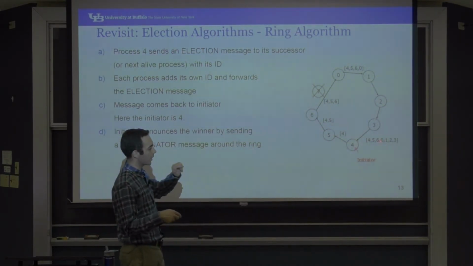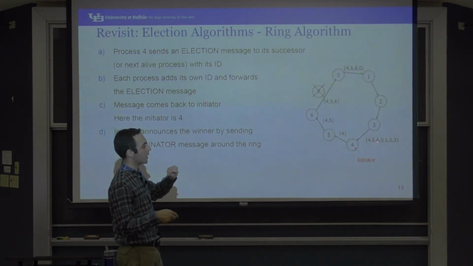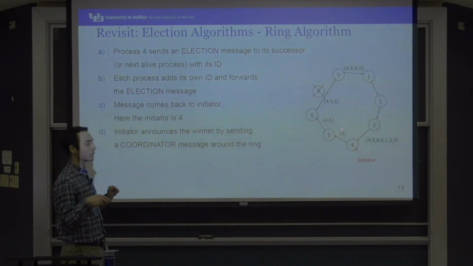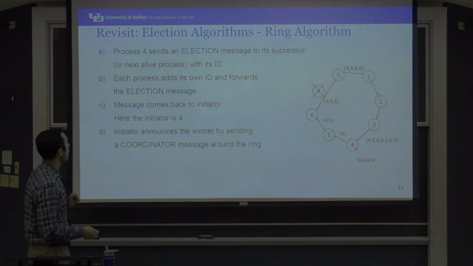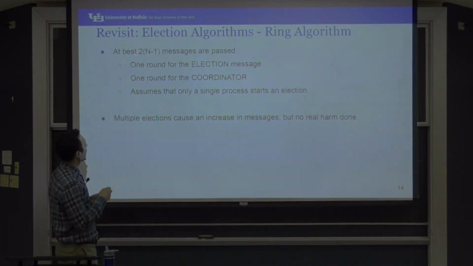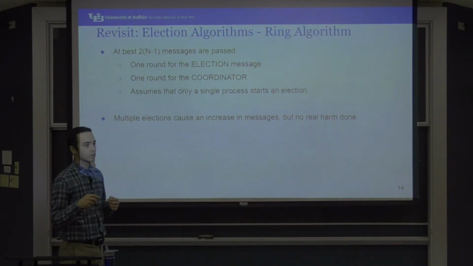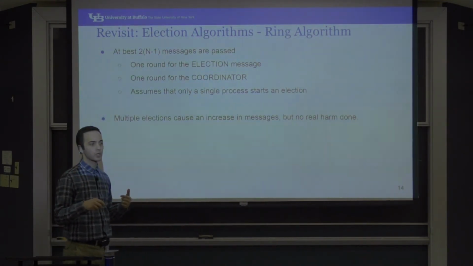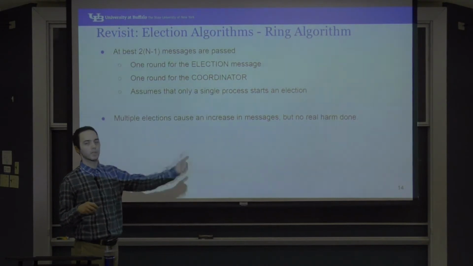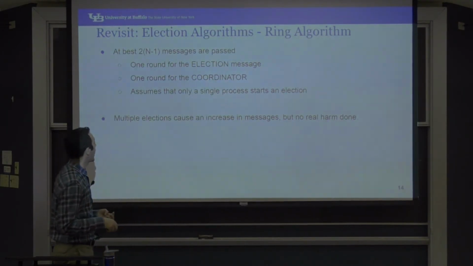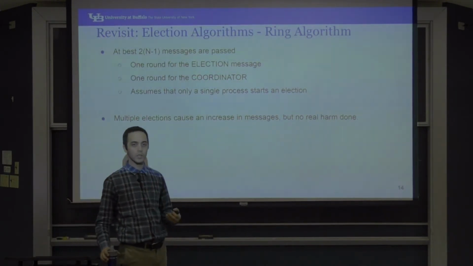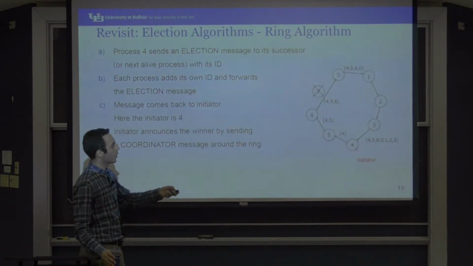So I will pick the highest one, which is 6, and I'm going to send that message to everyone. So from here on, everyone would know that 6 is the new coordinator. All right? So in the best case scenario, we have 2n messages, because once you have to send the election message around, and then once you figure out who is the coordinator, you send another message around, and that's it, right?